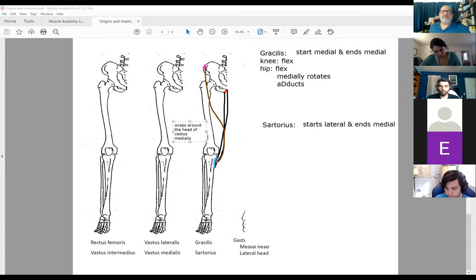Now, it crosses the same two joints that the gracilis does. So not surprisingly, on the knee, it is also going to flex the knee. On the hip, it is going to flex the hip. So again, it collapses the leg down. However, where the gracilis is medial, where it collapses the leg down and brings it inward, the sartorius collapses the leg down and brings it outward. So while it flexes the hip, what are the other two actions it has on the hip? Abduct. All right. And laterally rotate. Abducts and laterally rotates.